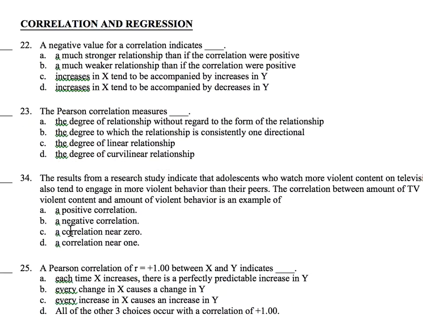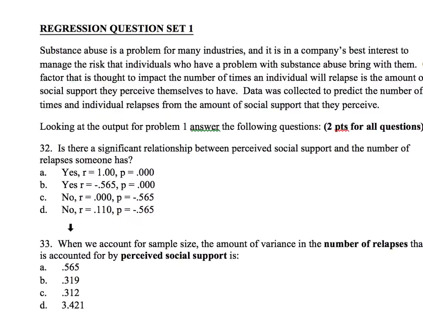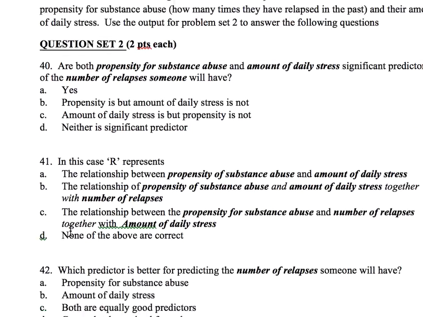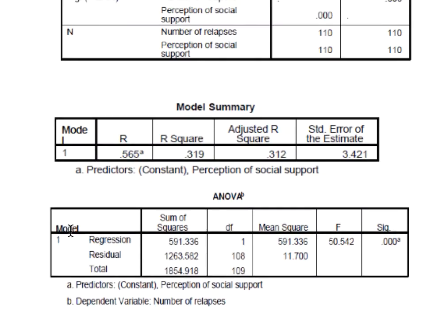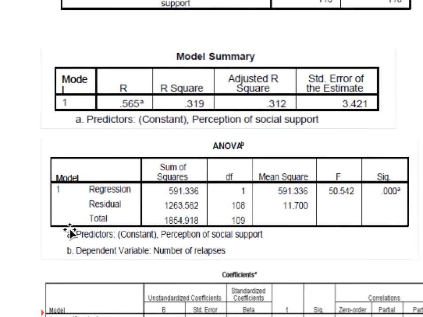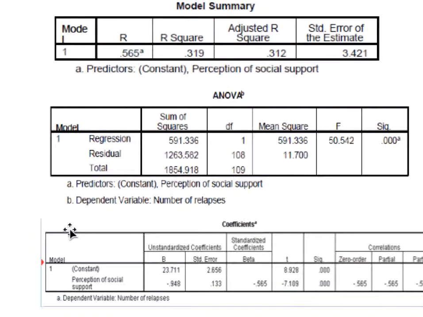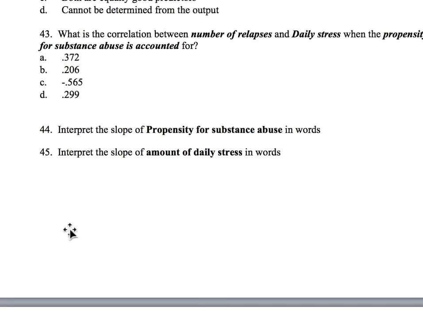Some questions on correlation and regression, which will be next week. And then multiple regression at the end. And this is all on D2L. The multiple regression and regression output looks like this. And so we will be going over next week what this stuff all means. But for now, we're going to just confine ourselves to Introduction to ANOVA.